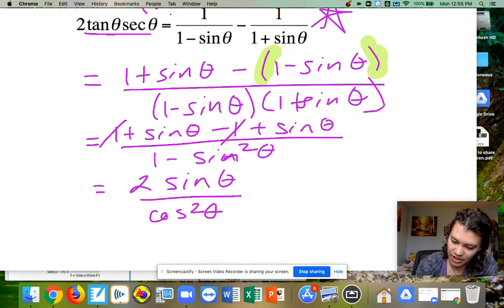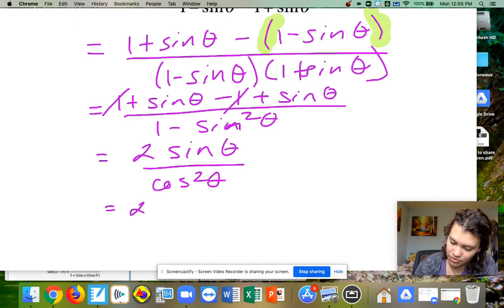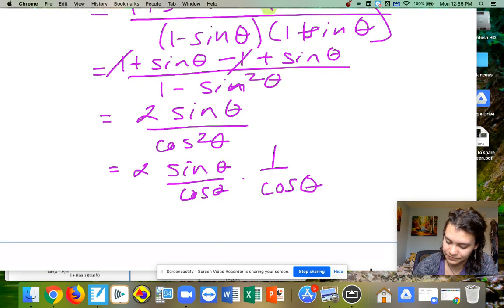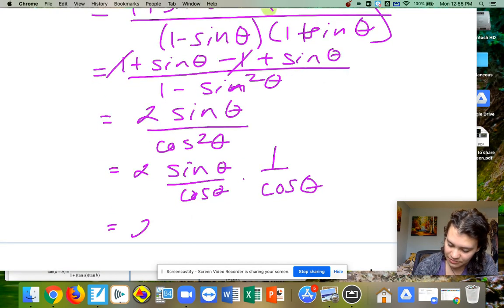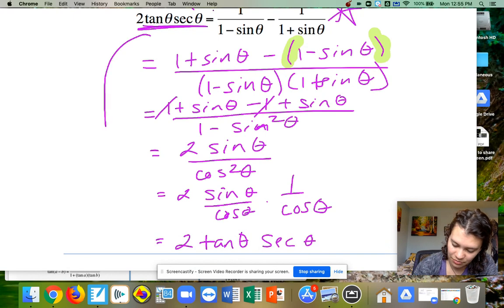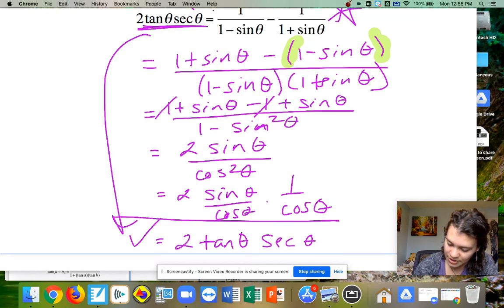So I'm still trying to get this 2 tangent and 1 secant. So I'm going to rewrite this and break it up and get 2 sine theta over cosine theta times 1 over cosine theta. So I'm breaking up the cosine into 2 chunks, which then becomes 2 tangent from there and secant from here. If we scroll back up, that's what we wanted. So we can bring that down and it worked.